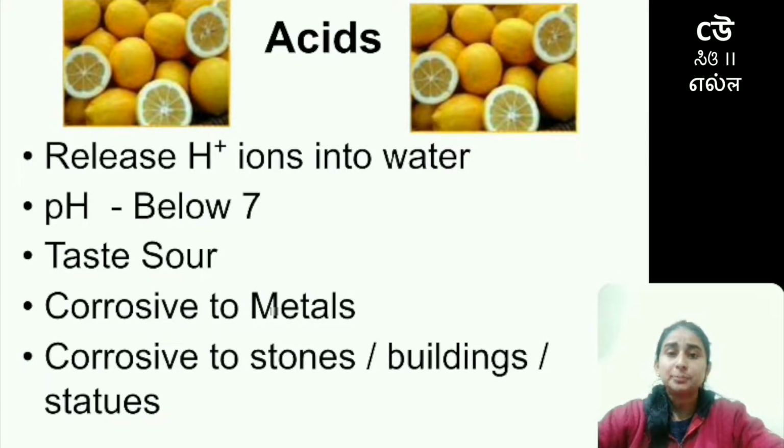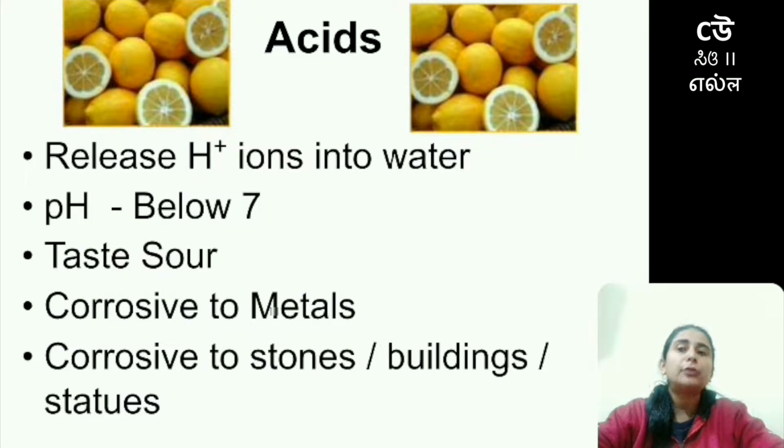So acids are those substances which release hydrogen ions when they get dissolved in water. Hydrogen ions can be represented with the help of the symbol H plus ions.